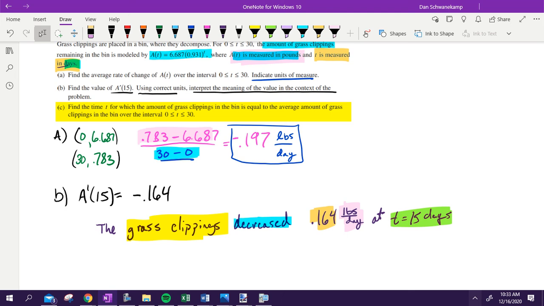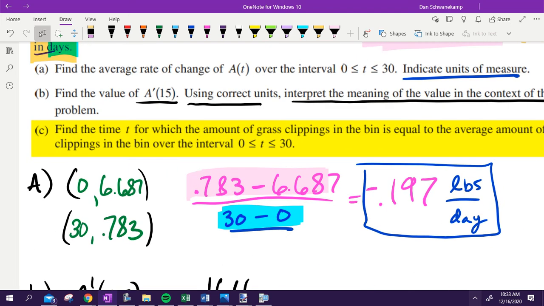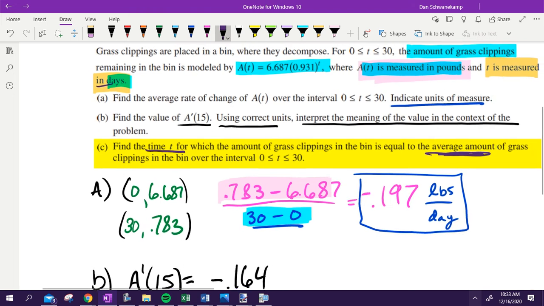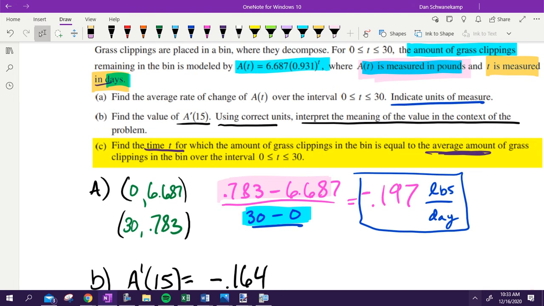Cool. Part C says find the time at which the average. So understand what's happening. You got a bunch of grass clippings in a box. They're decomposing. Find the time, T, for when the amount of grass clippings in the bin is equal to the average amount of grass clippings in the bin. When is the actual amount equal to the average amount? Because it's decreasing that whole time. So we want to find out what is the average amount of grass clippings and then figure out when it's equal to that amount. We don't know how to do that yet. That is what we're going to work on today.